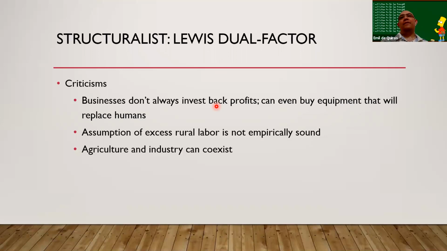One, they don't necessarily reinvest profits. They can just pocket it or keep it, not reinvest in the business. Second, they can actually invest in equipment that will replace workers. So that's not a good assumption to begin with, because it doesn't happen all the time. Second is, the researchers, the experts say, they don't know where Lewis got the idea that there's excess rural labor. It's not empirically sound. They haven't seen any country that really has excess rural labor.